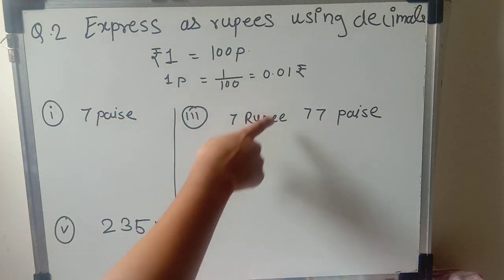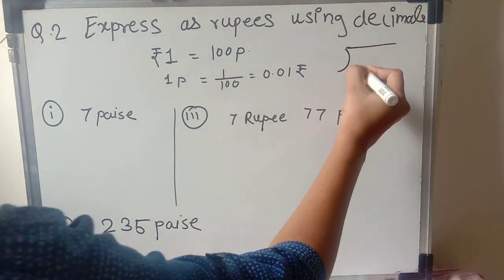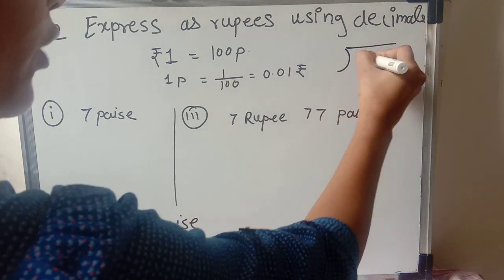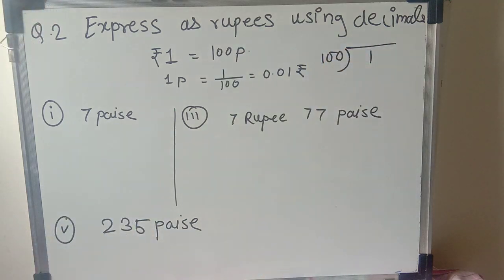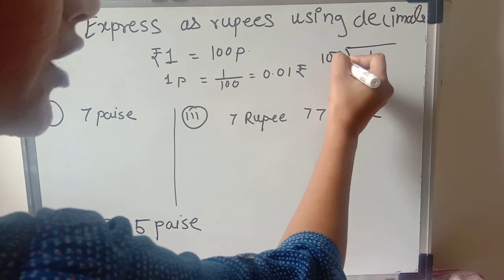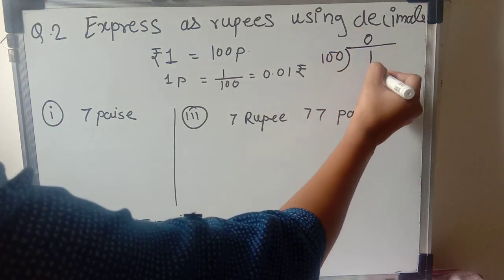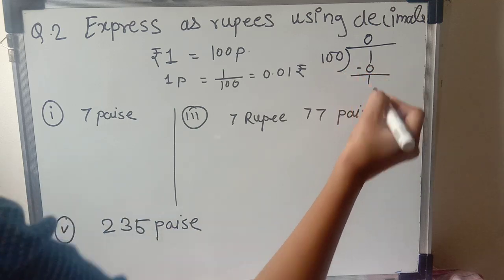Okay, so this is the value of 1 paisa. How? I will just solve it here. We have to divide 1 with 100. Okay, you all know how to do the division. Here we can't divide 1 with 100 because 1 is less than 100, so we divide with 0 and here we'll get 1.